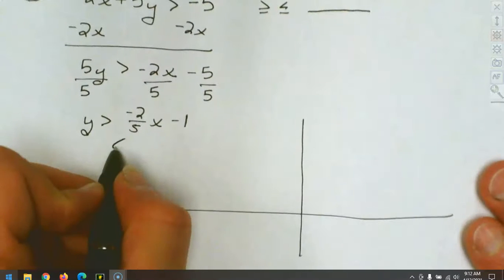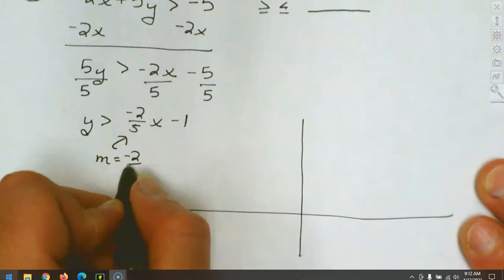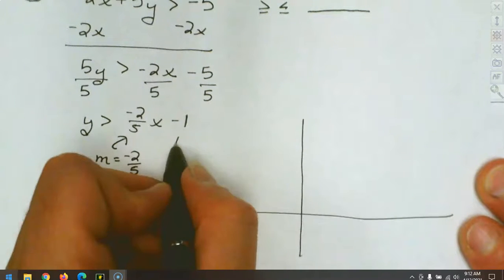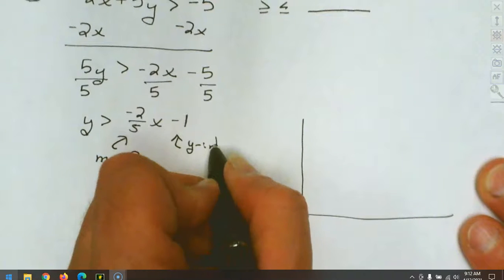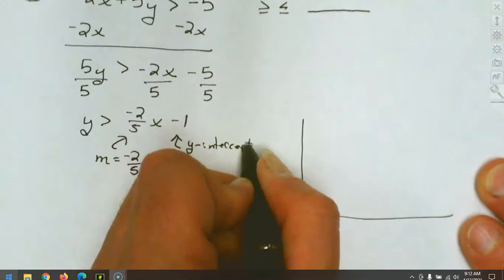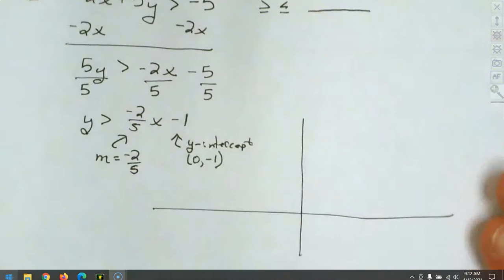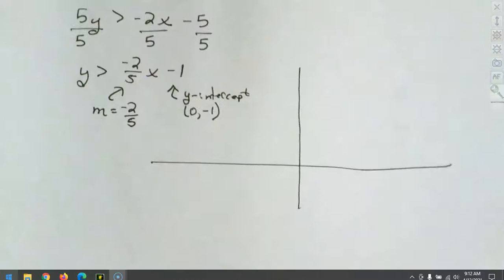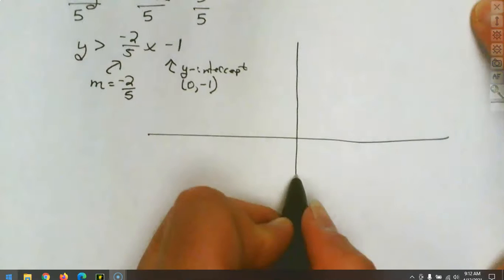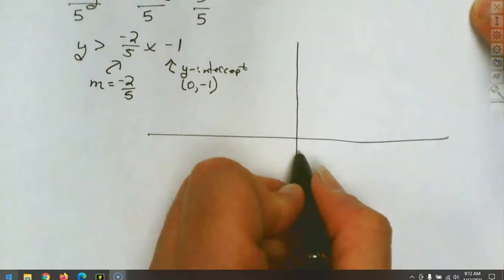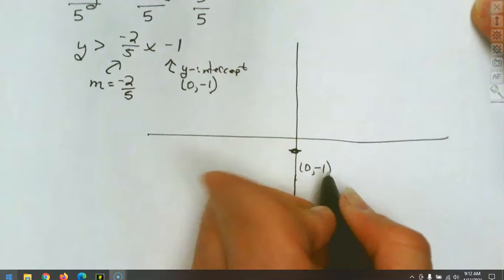So what is that minus 2/5? That is your slope. And what is that negative 1? That is your y-intercept, which is now the point 0, negative 1. So we've got everything that we need here. So we're going to go back and we're going to plot that point 0, negative 1. So that's right here.